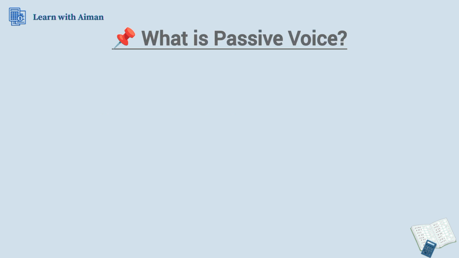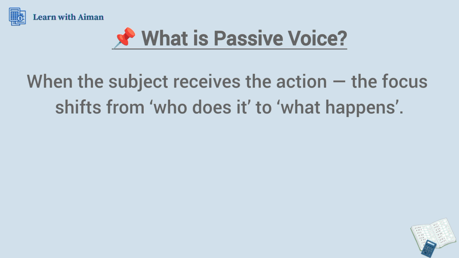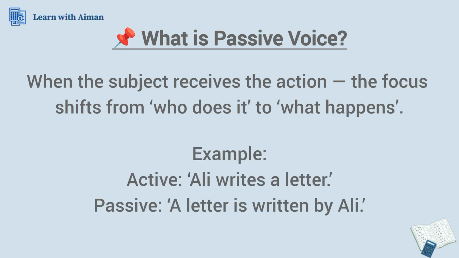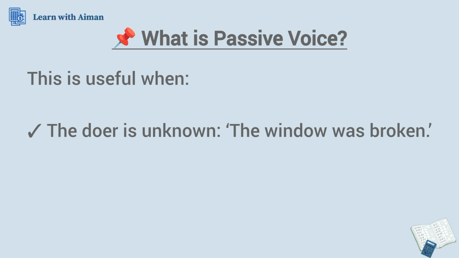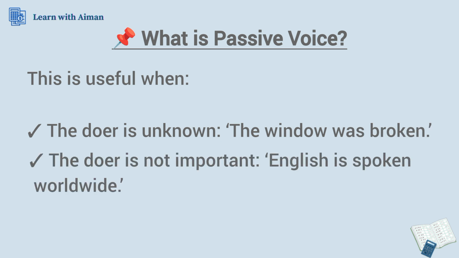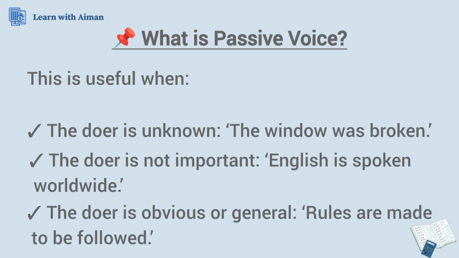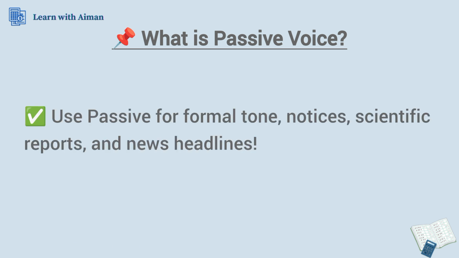So what is passive voice? Now, what about passive voice? When the subject receives the action, the focus shifts from who does it to what happens. For example, Ali writes a letter. The passive voice is: a letter is written by Ali. See, the focus is now on the letter. This is useful when the doer is unknown: the window was broken. The doer is not important: English is spoken worldwide. Or the doer is obvious or general: rules are made to be followed. Use passive for formal tone, notices, scientific reports, and news headlines.